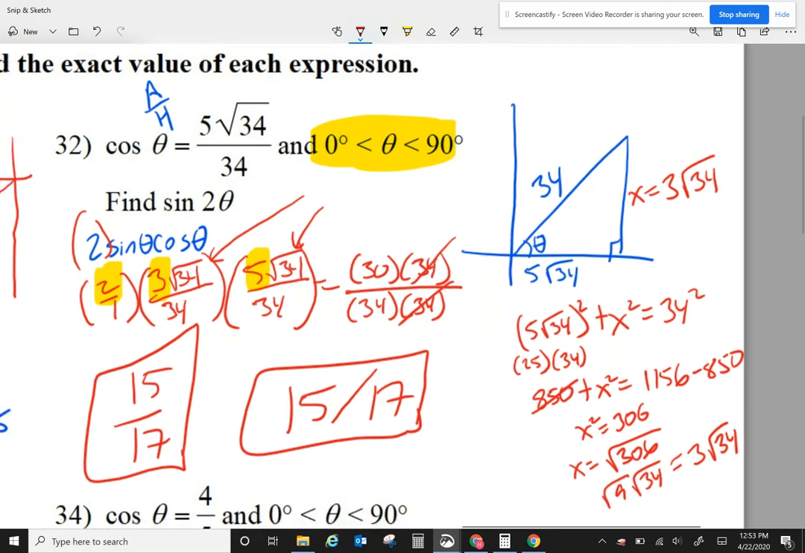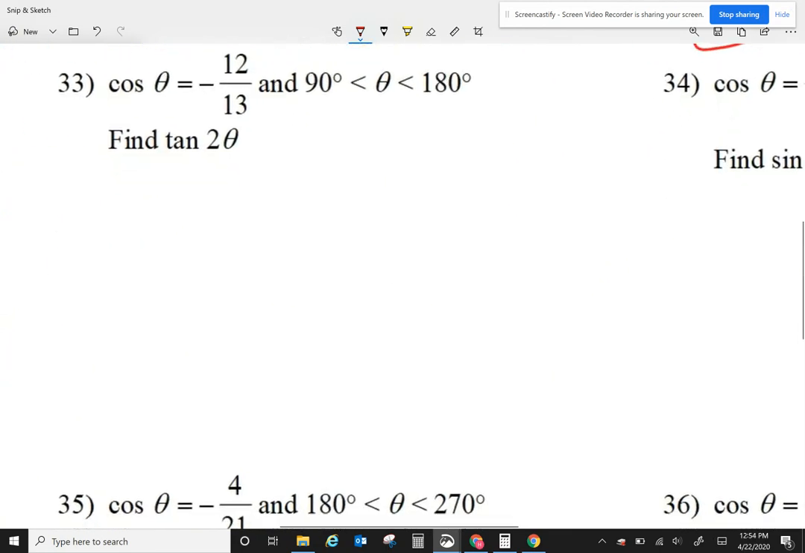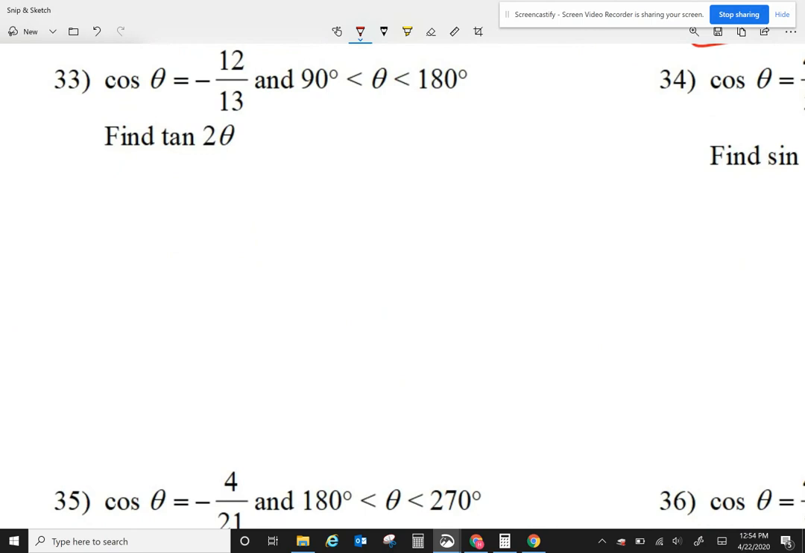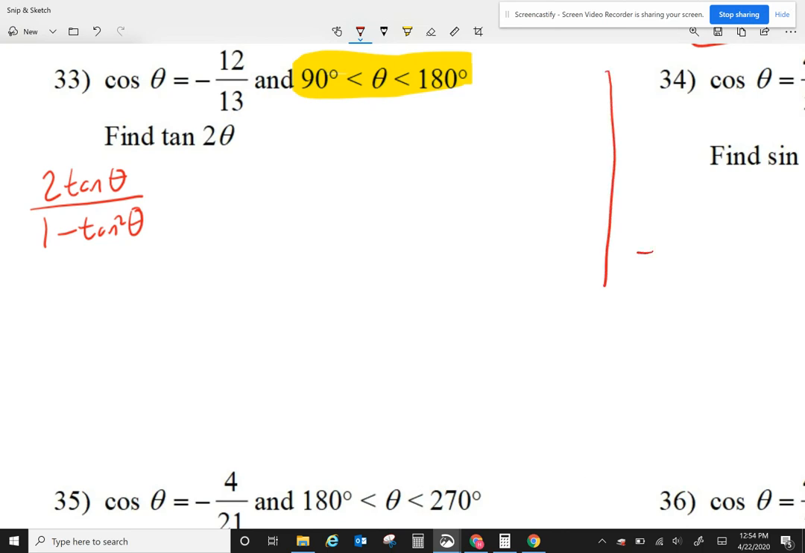Not too difficult. And the double angles are actually harder than the half angles. So let's take a look at another double angle, tangent of 2 theta. For this one, I said we're going to go 2 times tangent of theta over 1 minus tangent squared of theta. For tangent, I need opposite and adjacent. All right, so let's take a look. My theta is in between 90 and 180. That is the second quadrant. I'm going to put my theta there.